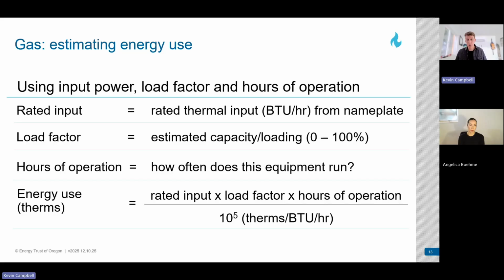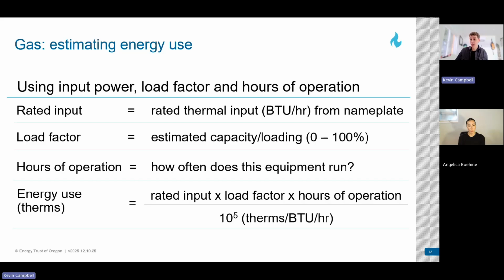In the case of my gas furnace, it's 60,000 BTUs per hour. We want to think about a load factor. And again, when I think through a load factor, I'm thinking about what's the load factor over the period of time of interest. So let's just, for this example, say I want to estimate my gas use for my house for the heating season.